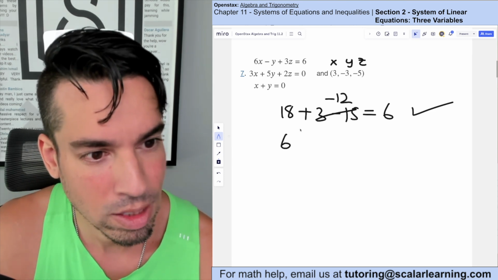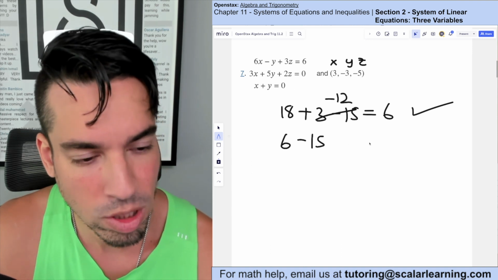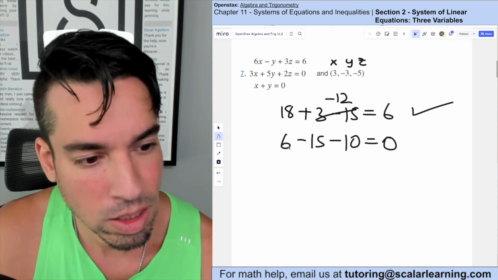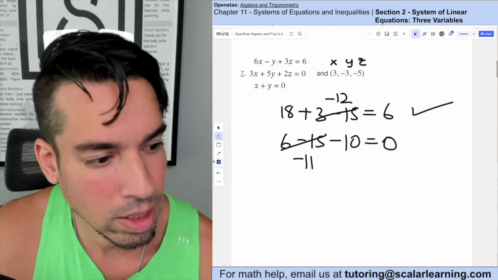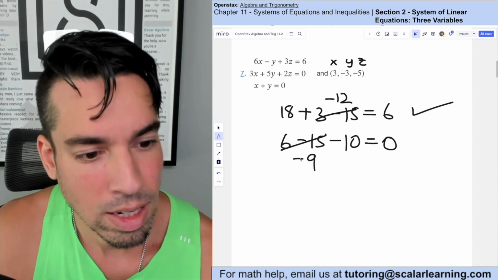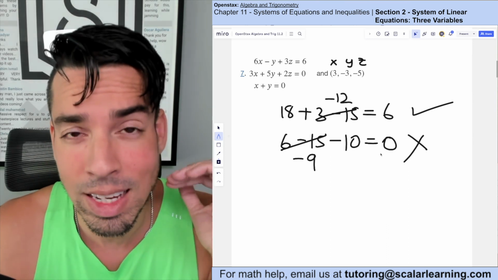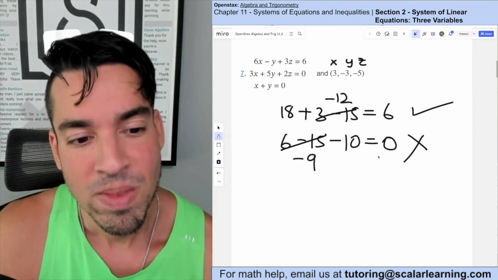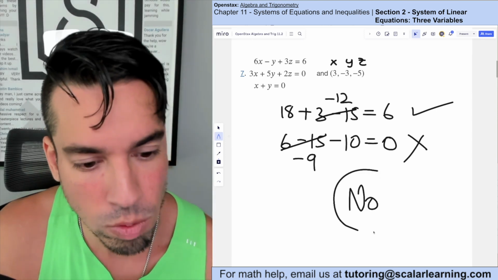Let's plug it into the second one. 3 times 3 is 6, plus 5 times -3, that's -15, plus 2 times -5, that's -10. So the question is, does this equal 0? 6 minus 15 is -9, excuse me, and then -9 minus 10 is not 0. So right off the bat, since this doesn't hit, it has to work for every equation. Since this only works for the first one and not the second one, this is not a solution. So we'll say no, boom, done.